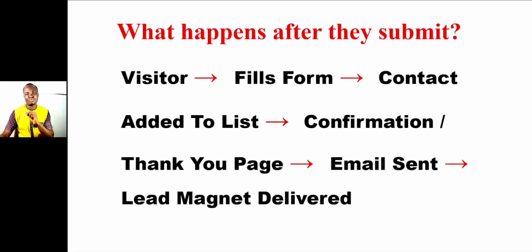When they click on the call to action button on your opt-in page, what happens, right? So this is the full flow again. The visitor fills the form, and once they click on that call to action button, that contact is added to your email list, which you already set up in the back end of your website. Once it's added, they will be sent to the confirmation page, or we call it the thank you page. And at the same time, an email is sent containing what they requested.